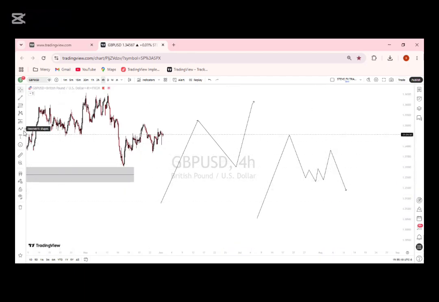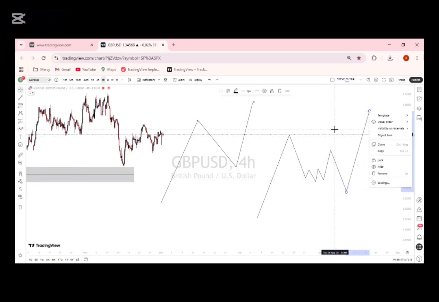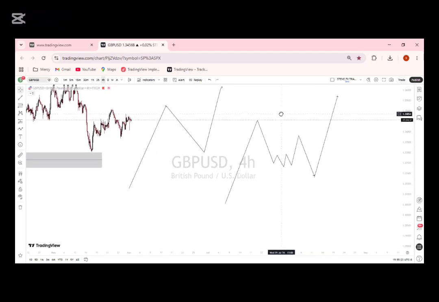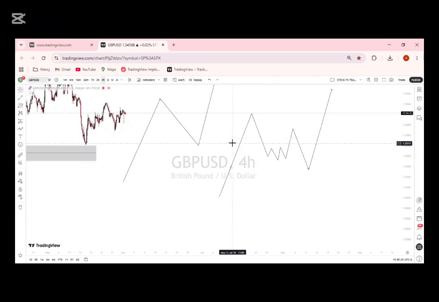The next reason why price mostly pulls back is to mitigate orders. Like I said, one thing that institutions do is that they do not enter all positions at once. What institutions do is leave orders behind.